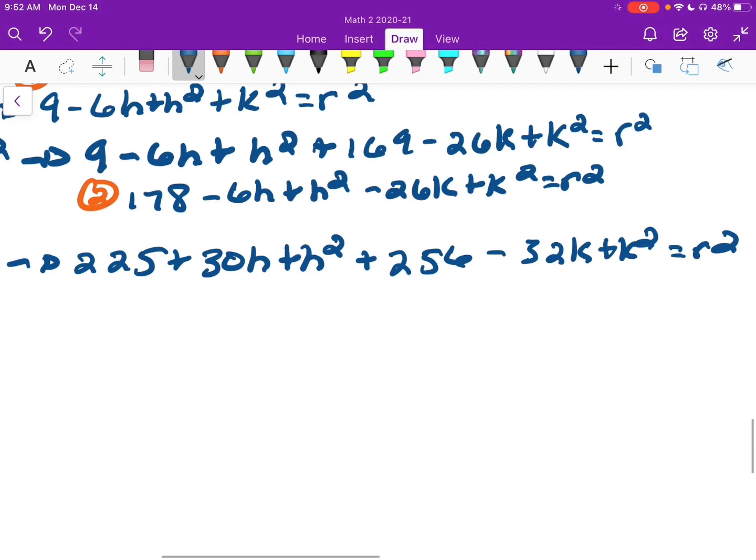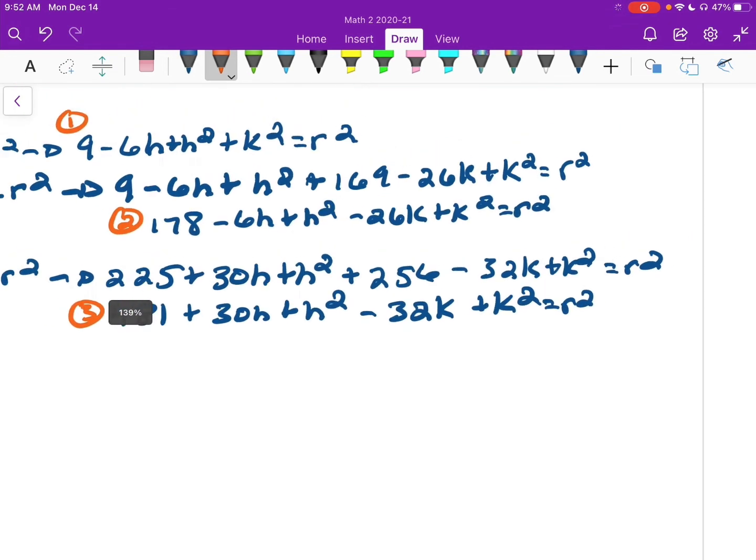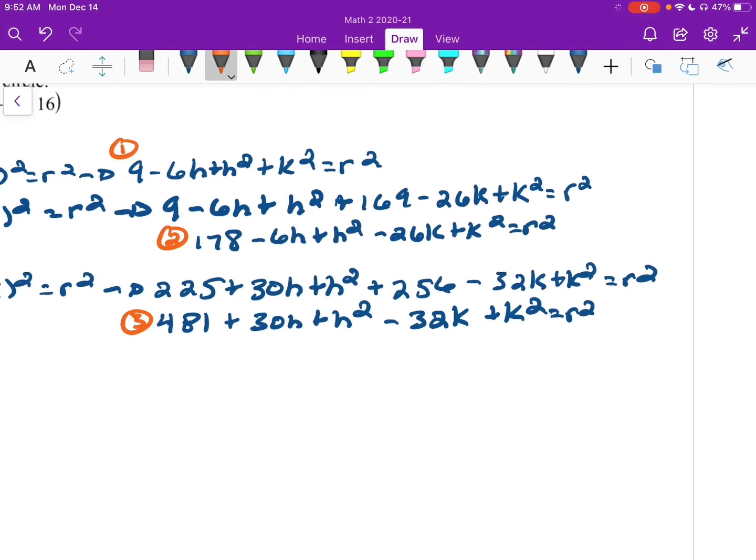All right, trying to make this just a little bit prettier, I'm going to use my 225 and my 256 to make a 481. Now I'm going to have my 30h plus h squared minus 32k plus k squared equals r squared. And that's going to be equation number 3. So again, we have our 3 equations. We're going to need to plug in and get two new equations that we use elimination on.